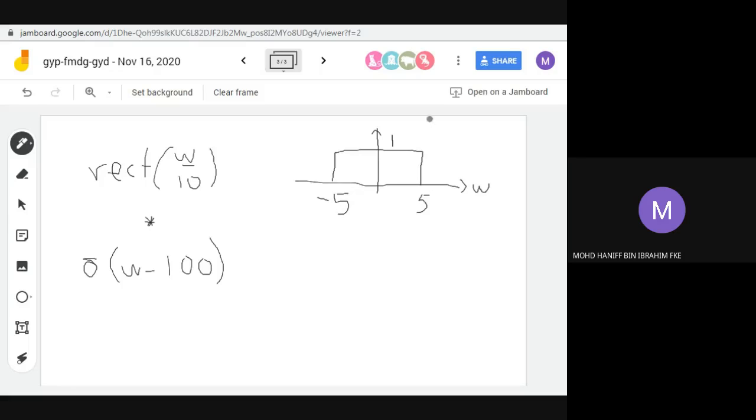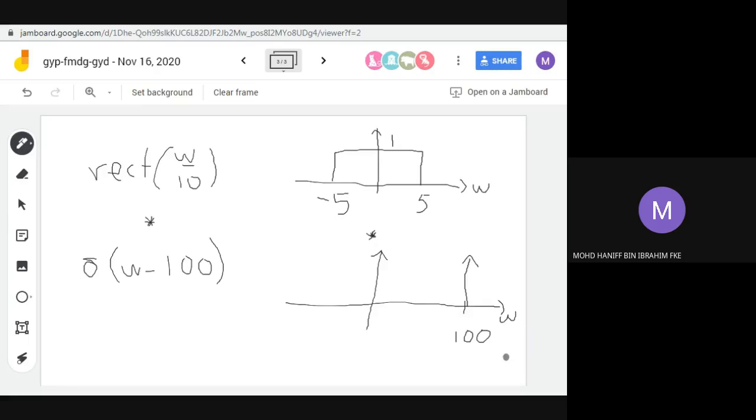Okay, so this is a rectangular omega over 10, and these signals shall now be convolved with this impulse function, which is located at 100. That should be our impulse located at 100. So it is actually a convolution between these two signals.